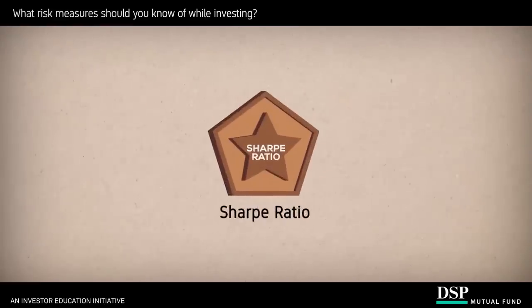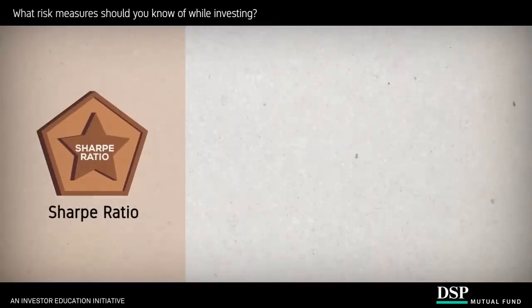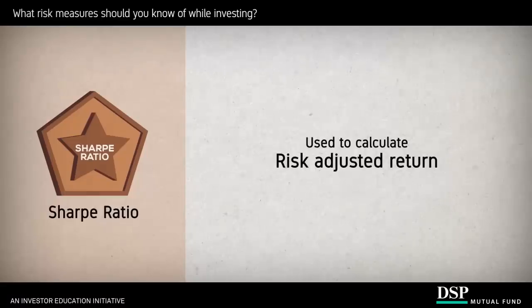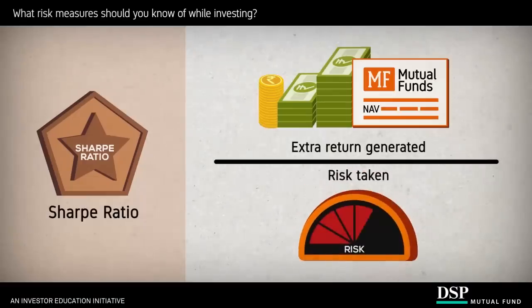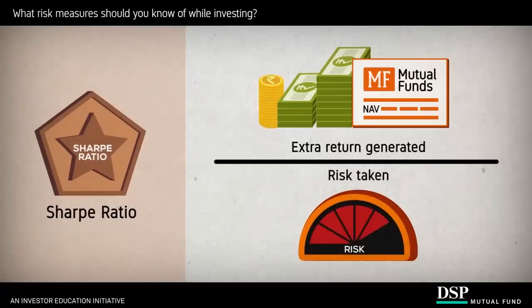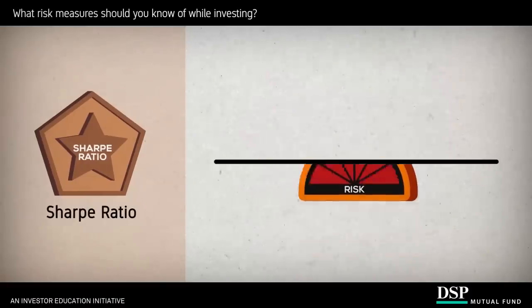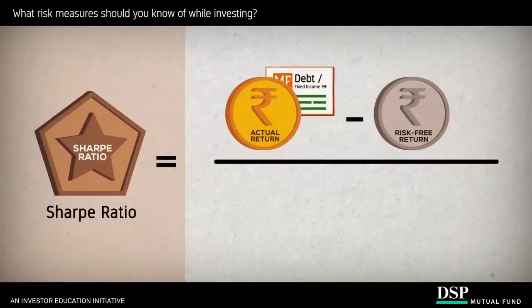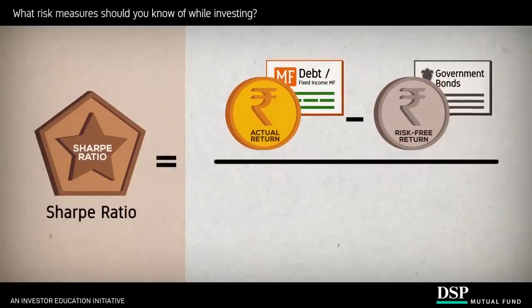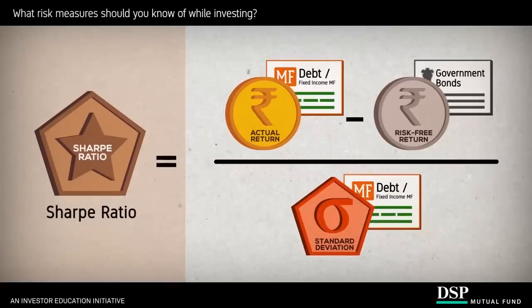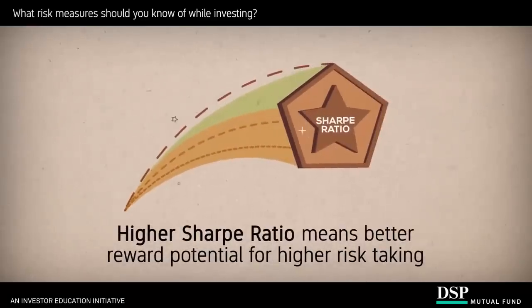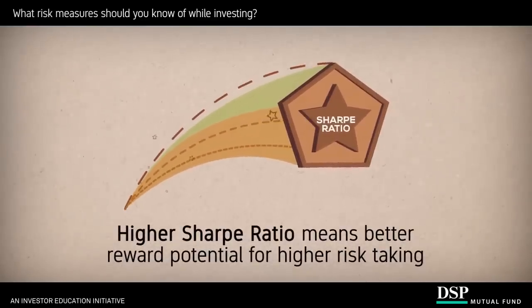Let us now look at the Sharpe ratio. This ratio is a risk measure that is used to calculate risk-adjusted returns, and it indicates how much extra return is generated per unit of risk taken while investing in an instrument or security. Sharpe ratio is calculated as an investment's excess return over the rate of return offered by a risk-free investment such as government bonds per unit of investment risk taken as indicated by standard deviation. Therefore, a higher Sharpe ratio means the potential of earning better rewards per unit of risk you expose yourself to.